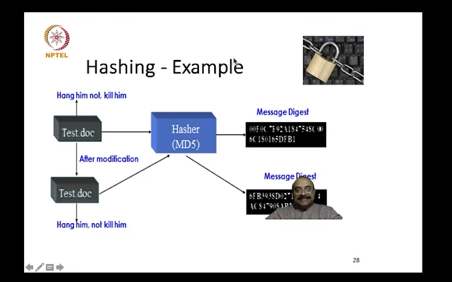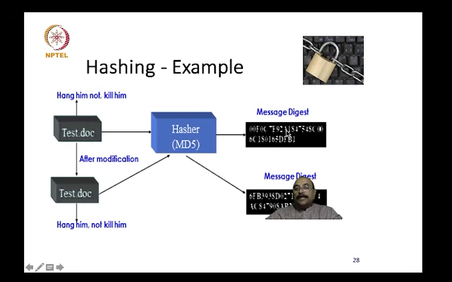How does the hash value change? Let us see one example here. "Hang him not, comma, kill him." For this, if I generate a hash value, it will be like this, 00F0C7. If it is MD5, a 32-digit hash value will come. If I change one comma here, "Hang him, comma, not kill him." If I change just a comma from here to here, you can see the complete hash value has changed.